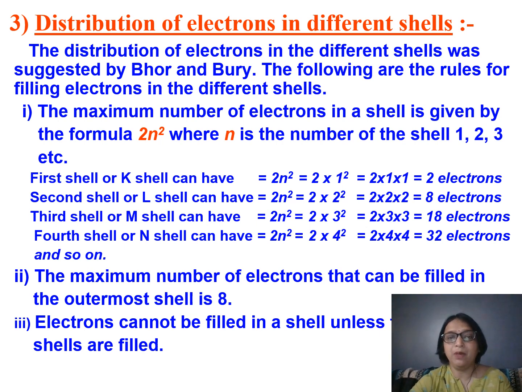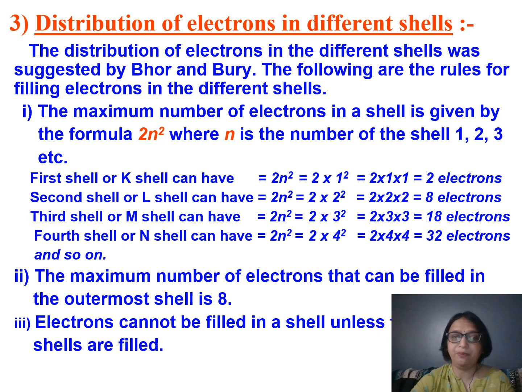The maximum number of electrons that can be filled in the outermost cell is 8. Remember, the maximum number of electrons filled in the outermost cell will be 8. That should be not more than 8. And why it is 8, you will study in further classes.